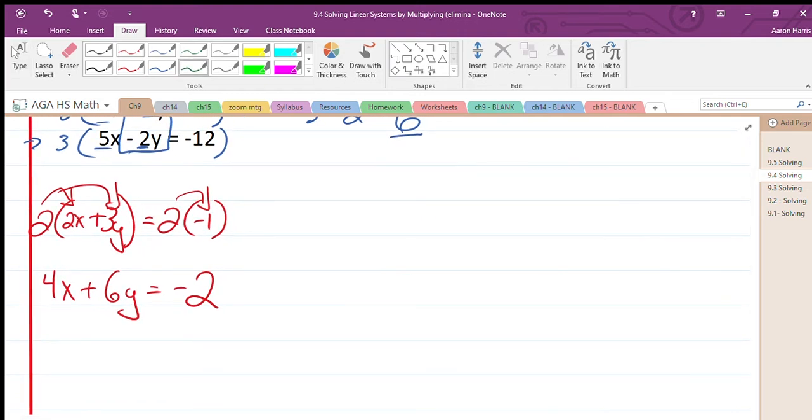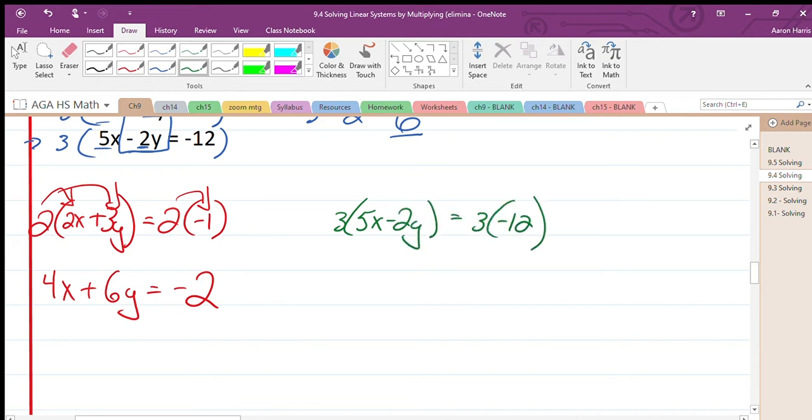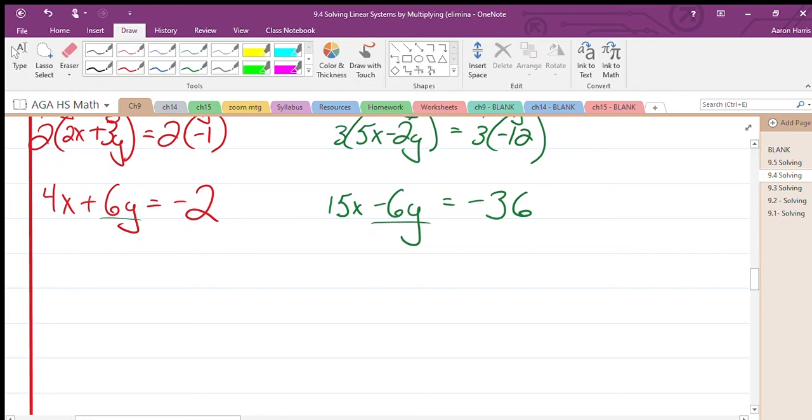Let's do the next one. 3 times 5x minus 2y equals negative 12. Remember, what I do to one side, I must do to the other. So I'm going to do this right here. 3 times 5 is what? 15. So I get 15x. 3 times negative 2, negative 6y. 3 times negative 12, negative 36. Notice 6y, negative 6y. Additive inverses, correct?